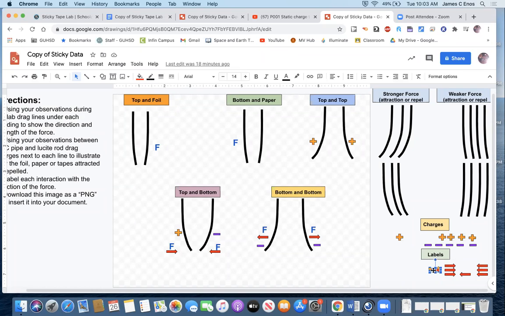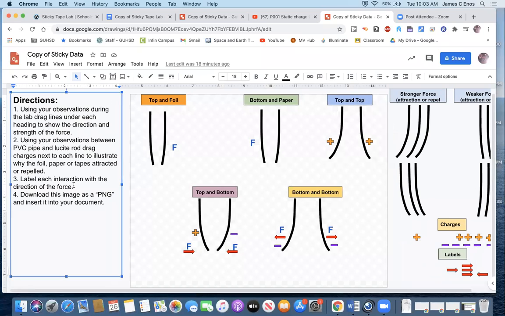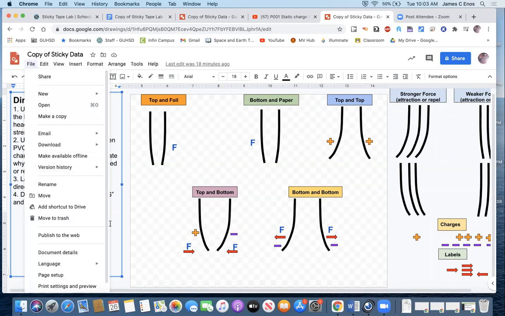You also have to label in with these arrows. You also have to label in with the positive and the negative charges. Once you get to that, you labeled each interaction, you labeled the forces. Now we're gonna download this as a PNG. So I'm gonna go to download and pick the PNG image. So I'm gonna download this.